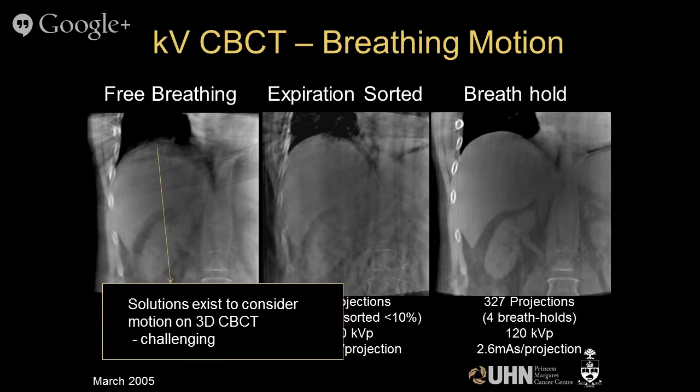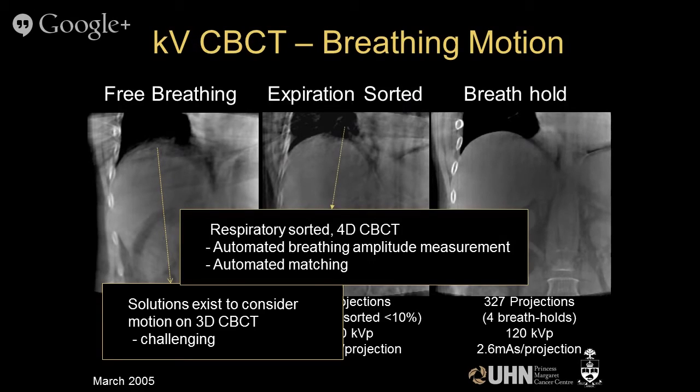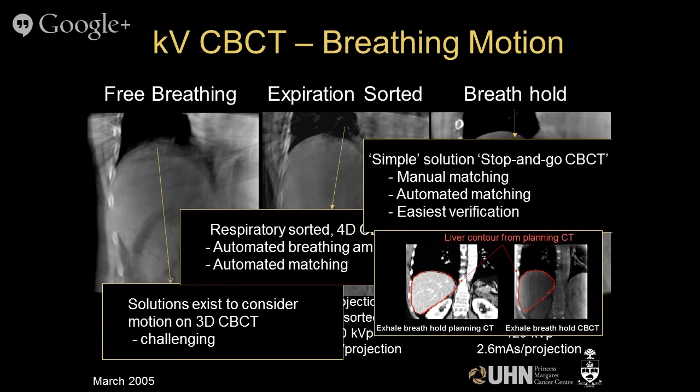We have solutions for all of these situations, but the ones with 3D cone beam CT in motion are challenging. Respiratory sorted cone beam CT is now available commercially. It allows automated breathing amplitude measurement and matching. And as I mentioned, I think one of the simpler solutions, stop and go cone beam CT, allows simpler manual matching or automated matching and easiest verification. It's something we use routinely in our clinic.